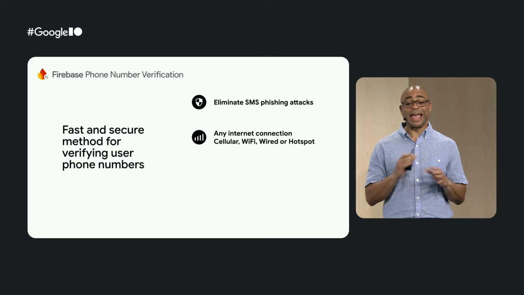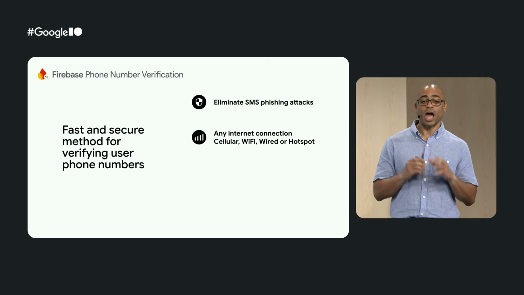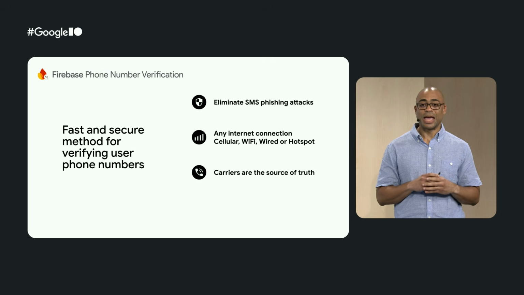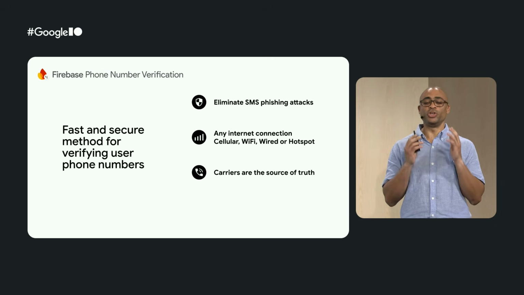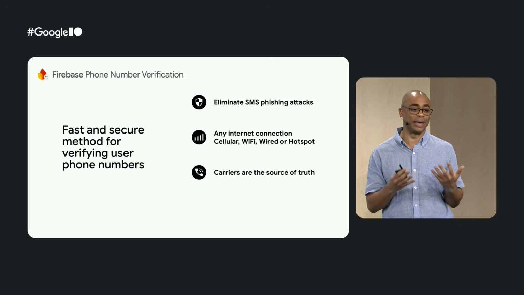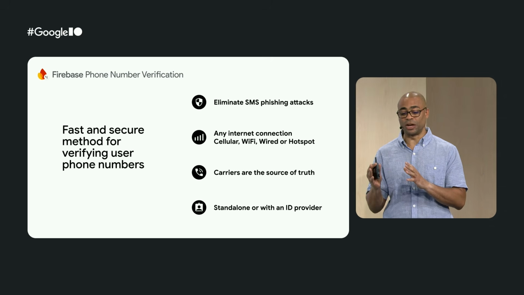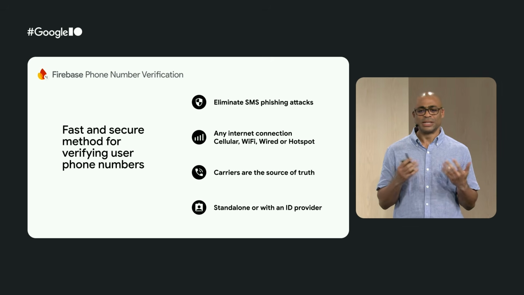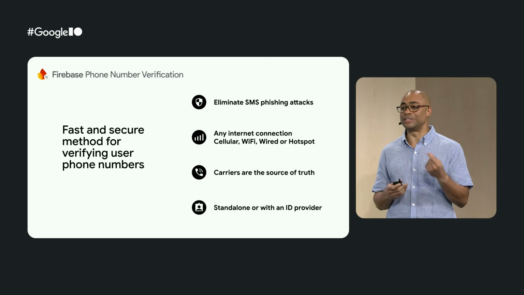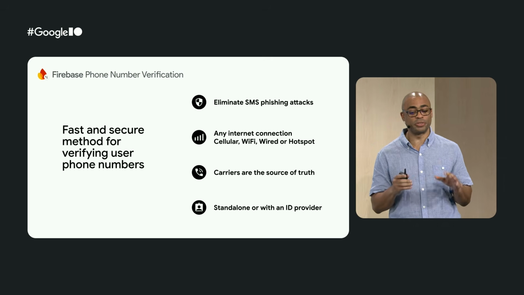FPNV works over any internet connection. So whether it's cellular, Wi-Fi, wired, or a hotspot, this allows you to access all of your connected users. Carriers are the source of truth, so your app can get the phone number directly from the carrier. You don't have to depend on anybody typing it in. And phone number verification can be used standalone or with an ID provider. Sometimes you just want a valid phone number, and other times you want the user to actually use that phone number to create an account and sign in. Phone number verification supports both scenarios.